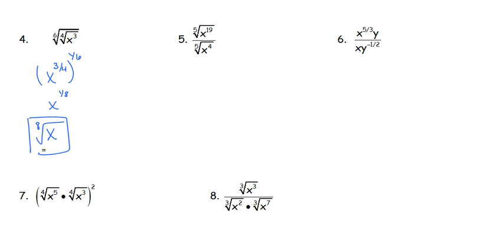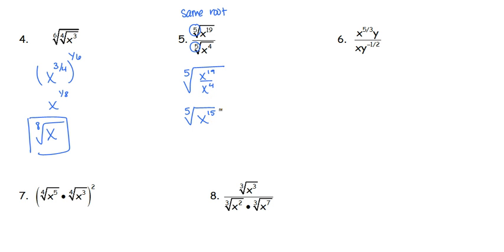Number 5, again, we look, and what I see immediately is the fact that I have the same root. If I have the same root, I can put them underneath one square root. So it gives me x to the 19th over x to the 4th. We pull from those 6.1 properties. If I'm dividing bases, I'm going to subtract those exponents. So 19 minus 4 is going to give us the 5th root of x to the 15th.